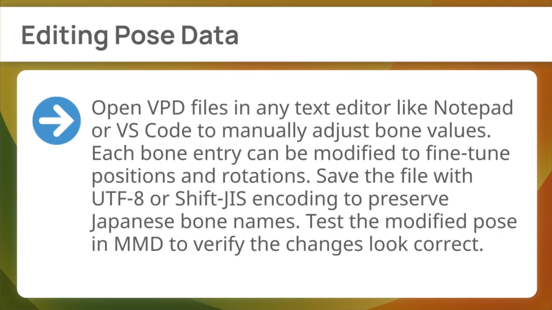Finally, editing pose data. Open VPD files in any text editor like Notepad or VS Code to manually adjust bone values. Each bone entry can be modified to fine-tune positions and rotations. Save the file with UTF-8 or Shift-JIS encoding to preserve Japanese bone names. Test the modified pose in MMD to verify the changes look correct.